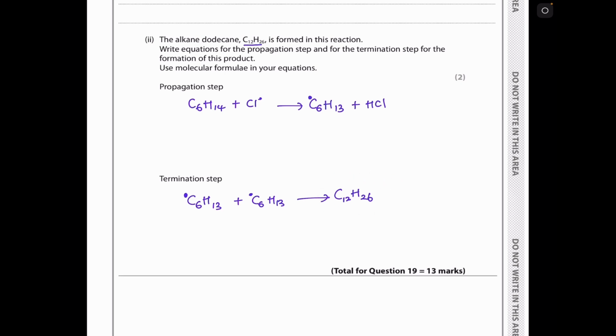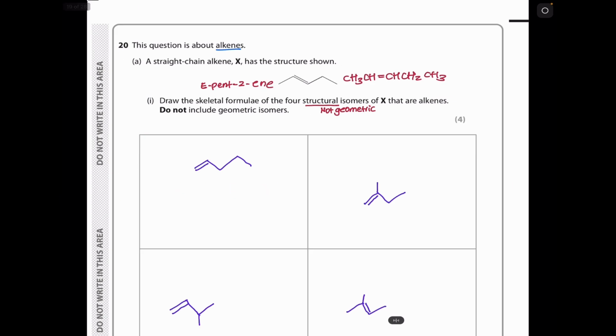So this brings us to the end of question 19. Let's continue to question 20. Question 20, this question is about alkenes. A straight chain alkene X has the structure shown, which is that.